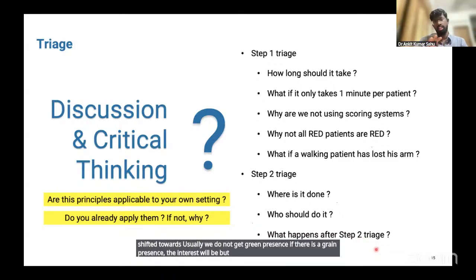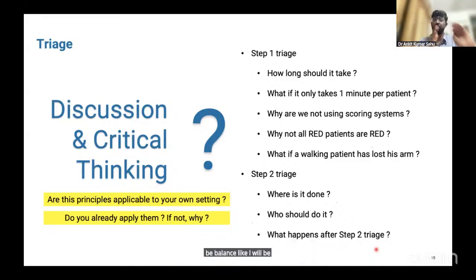But just see what happens after the step 2 triage in the green zone. Again, the same thing. Red patients will be shifted to the red zone. Yellow and green will be managed like this: yellow will be shifted to the ward and green will be shifted to the green zone and care will be given.